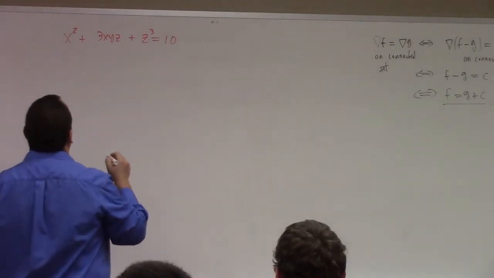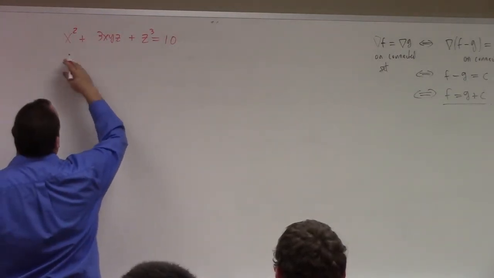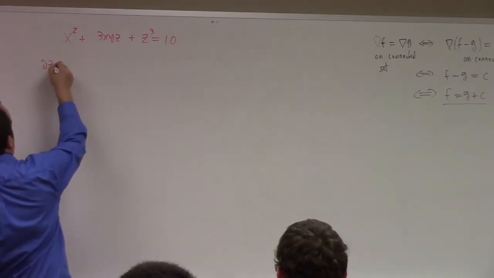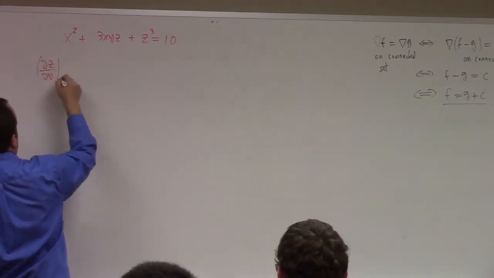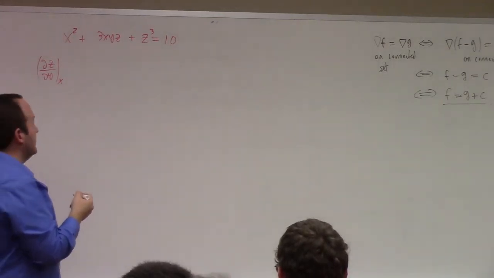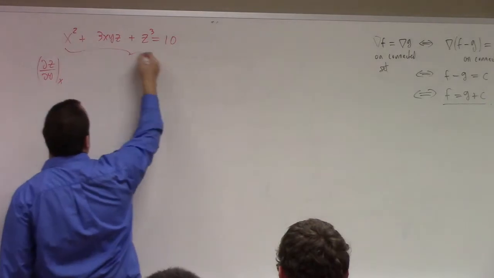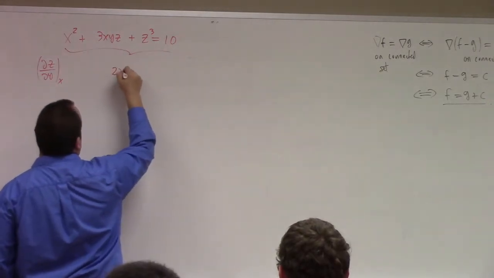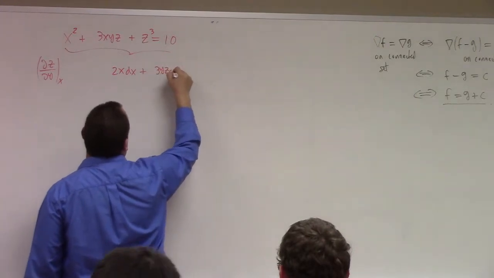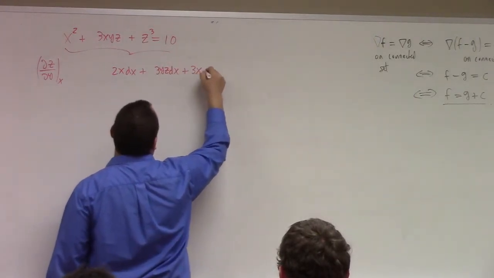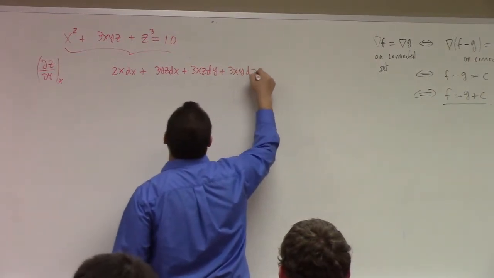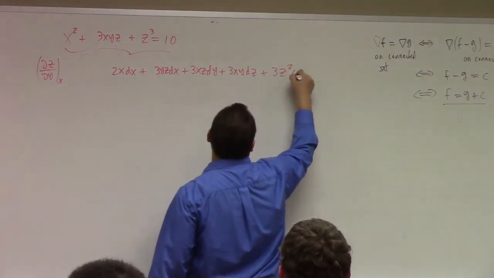What I would want to do, I mean, there's 2 approaches. The one is, if I say partial z, partial y, what am I doing? I'm holding x fixed, right? By process of elimination, it has to be that. So the one way I could do it would be simply the method of differentials. Take the differential of this: 2x dx plus 3yz dx plus 3xz dy plus 3xy dz plus 3z squared dz equals 0.